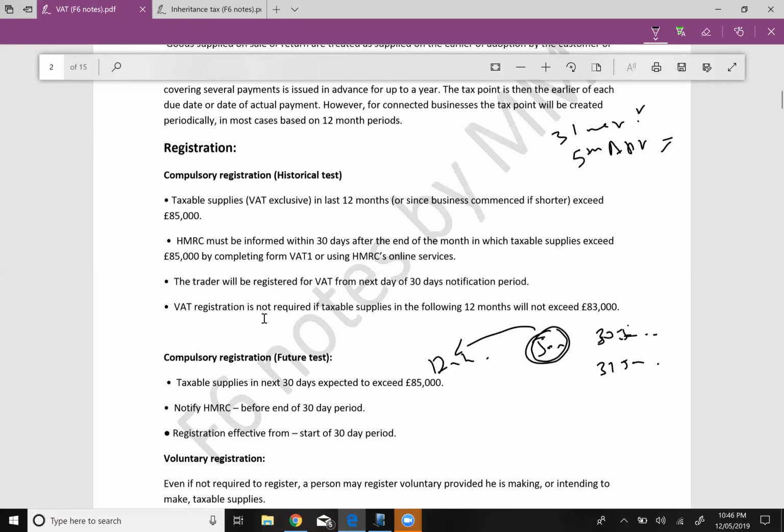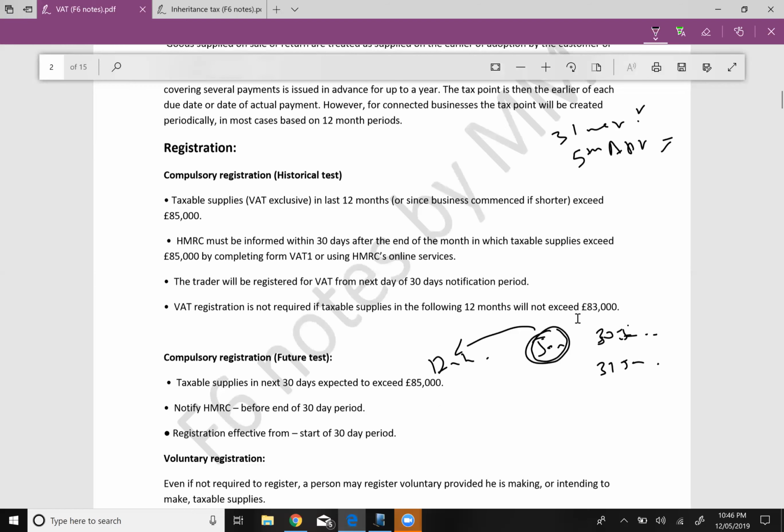Then next it says VAT registration is not required if taxable supplies in the following 12 months will not exceed £83,000. If you can prove to HMRC that in the next 12 months your turnover will not exceed £83,000, then VAT registration is not compulsory on your business. But you have to prove this to them. You have to show them your budgeting and your forecast, that in the next 12 months my turnover will not exceed £83,000.